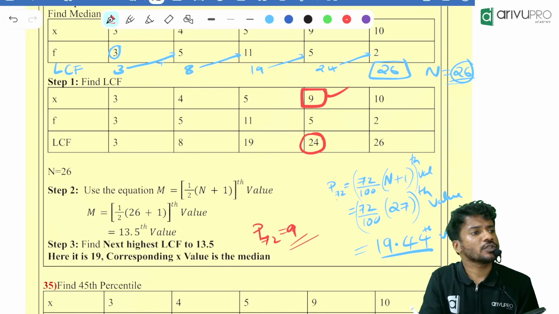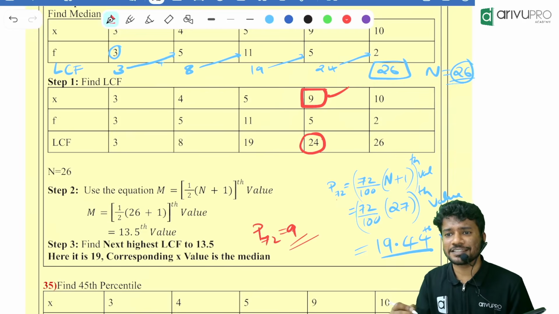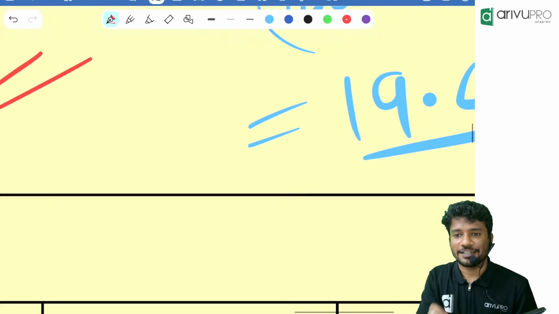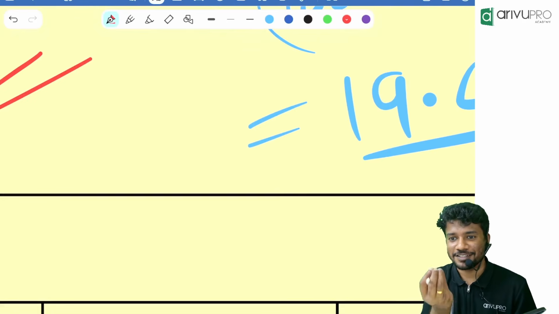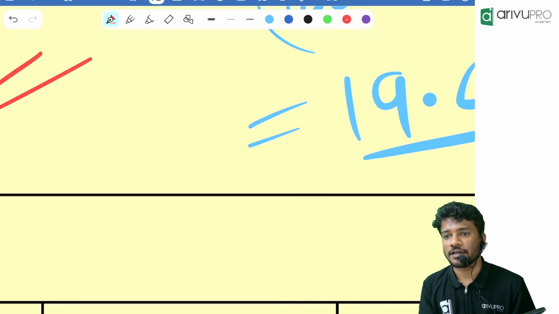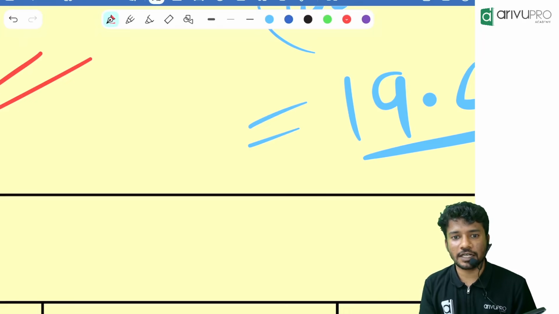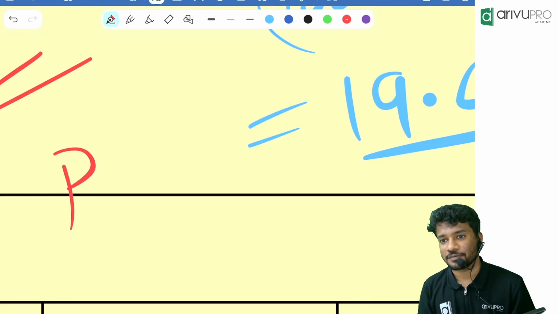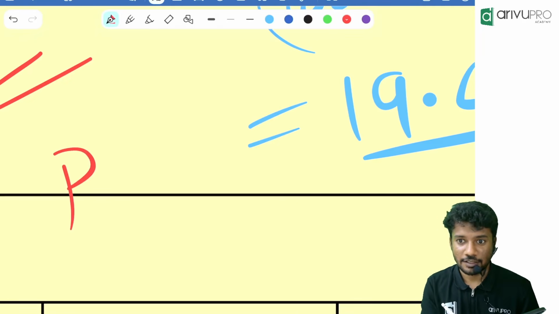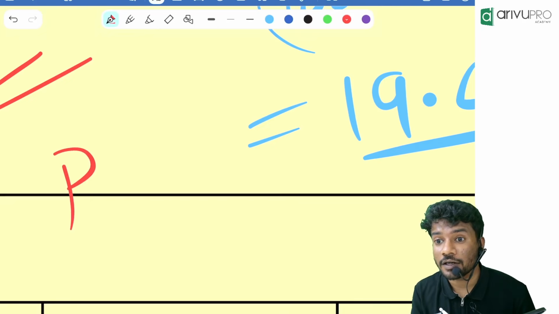Okay, now change the question. Tell me a random question. What is the question? Percentile, decile, quartile, median? Percentile. What percentile do you want to find?